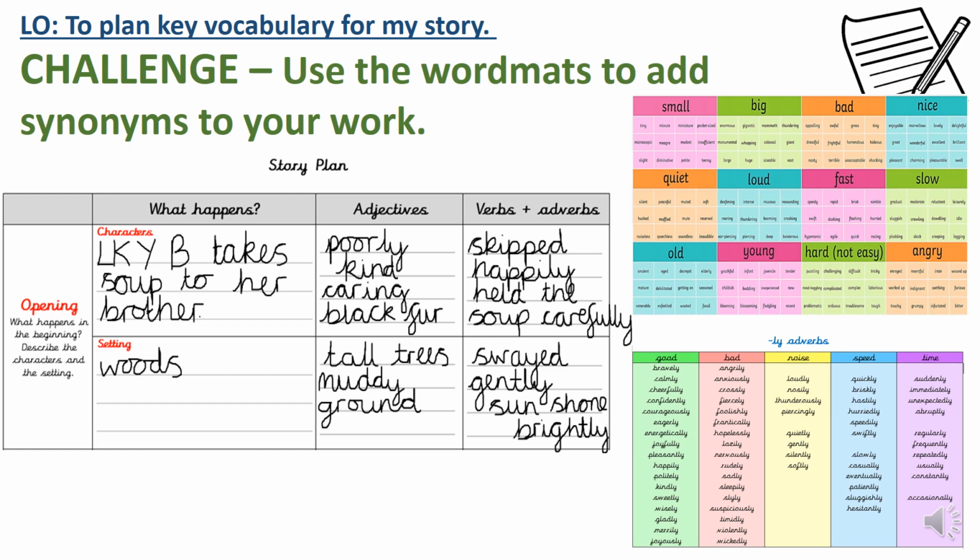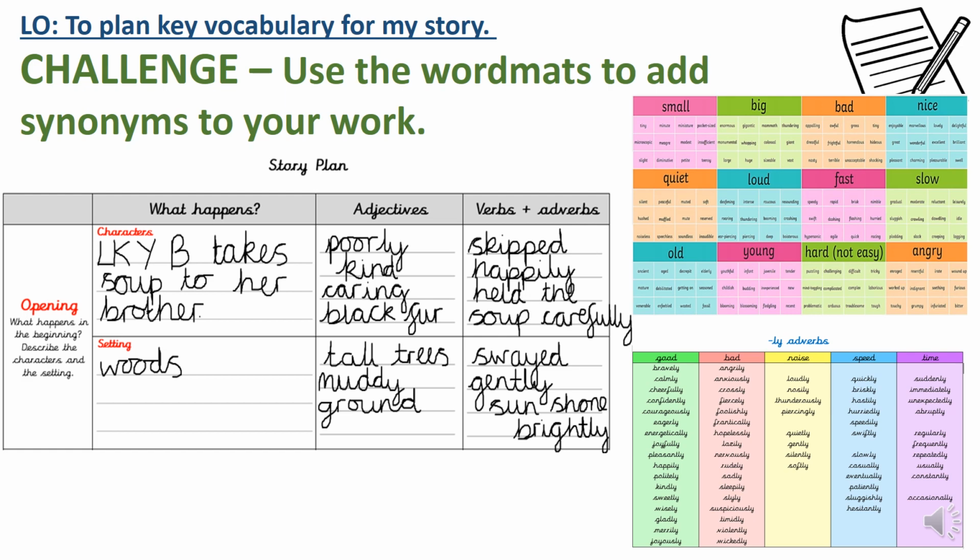Fantastic vocabulary choices that you have used on your plan. So now I'm going to talk you through the challenge, and the challenge is optional. You don't have to do it, but this is using your red pen, if you've got one, or a different coloured pen to edit your work and use synonyms and the word maps to help you improve your vocabulary choices.